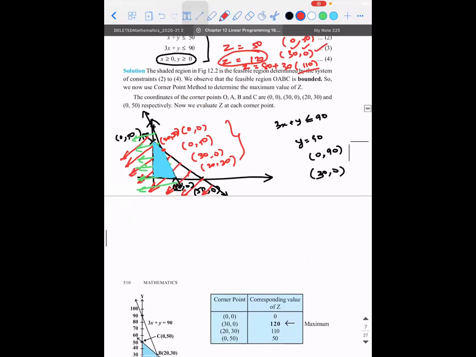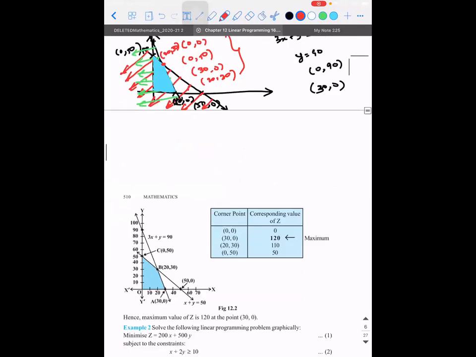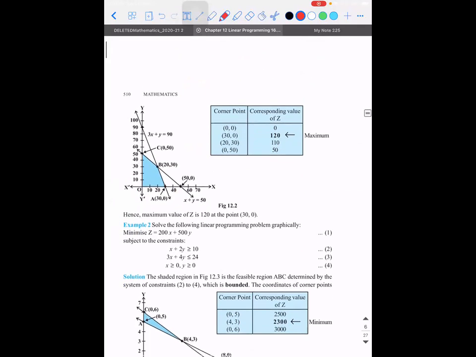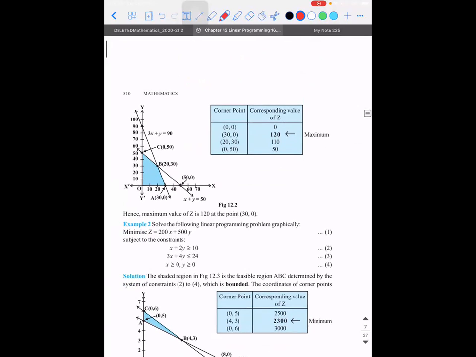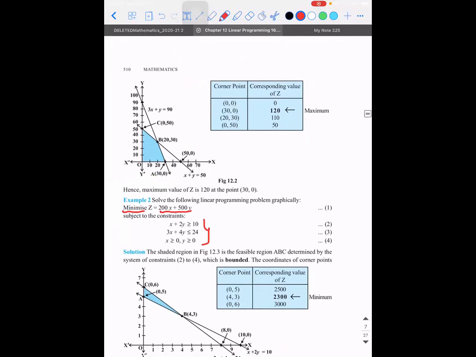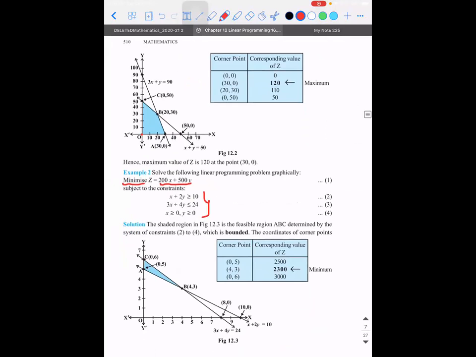Guys, am I clear? Yes, sir. Okay. So one more problem that they can ask is minimize. So minimize z is equal to 200x plus 50y, and these linear inequalities are given. So whenever you have to maximize something, maximize will have the origin in it. Minimize will not have the origin in it. It will be some other shaded part. Most of the time it will happen. Okay.